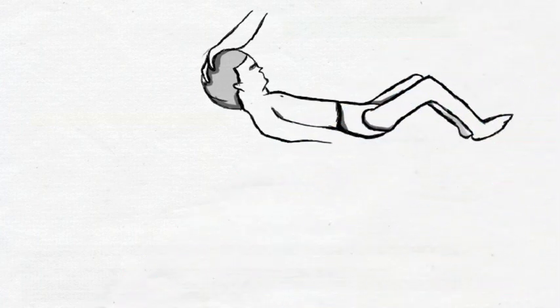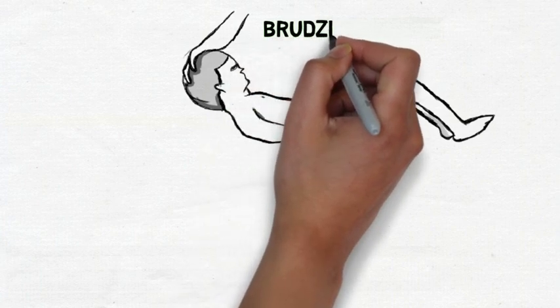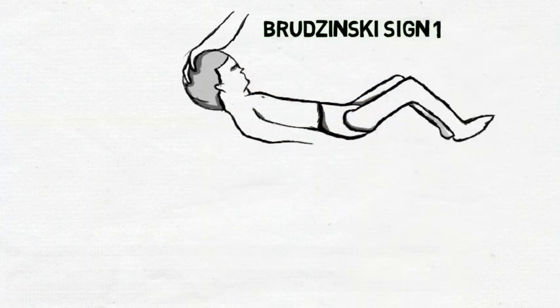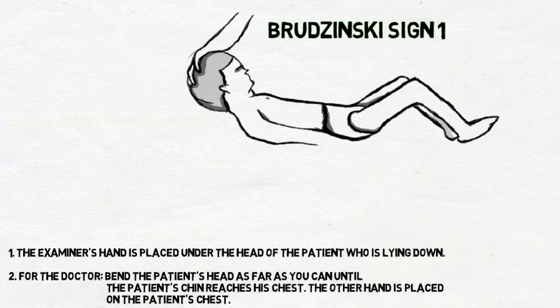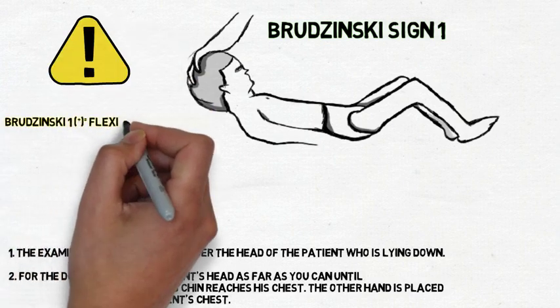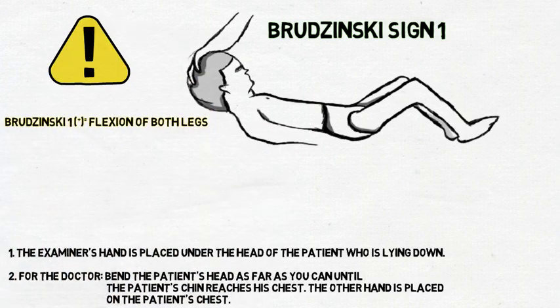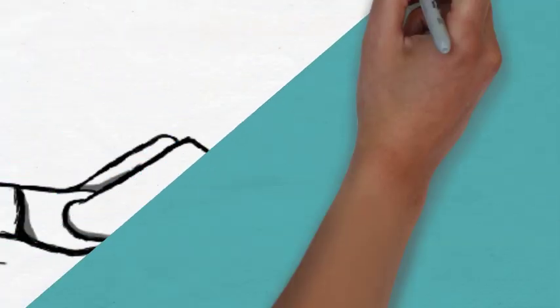And now, we are going to know about Brudzinski signs. The first Brudzinski sign: the examiner's hand is placed under the head of the patient, and the doctor bends the patient's head as far as possible until the patient's chin rests on the chest. Caution: Brudzinski is positive if there is a flexion of both legs.